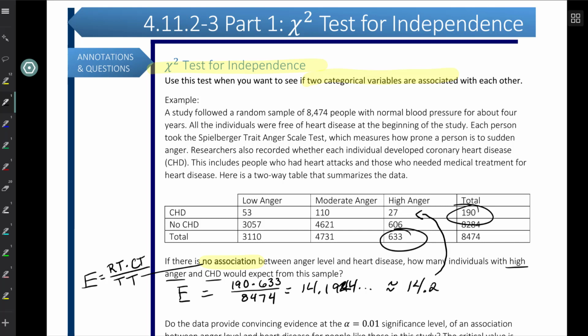Compare that for a second to what we see here, 27. That's almost 2 times higher than what we would expect to see. So what should that suggest to you? This is a pretty significant difference to me. This looks like if somebody has high levels of anger, they're going to be more likely to develop chronic heart disease. Okay, well, we need a little bit more evidence than this to get through it.